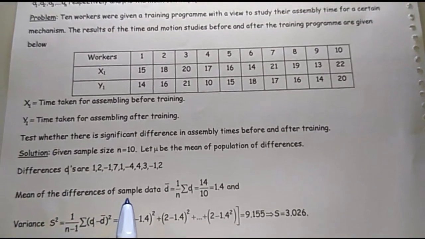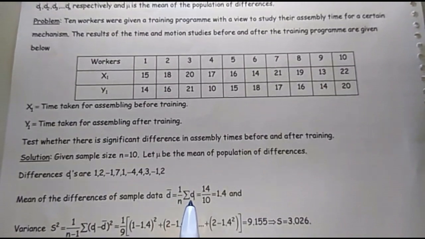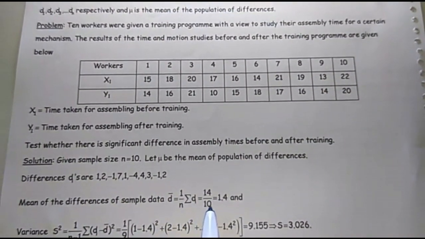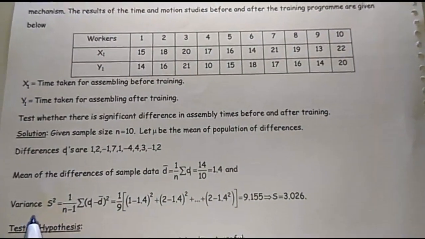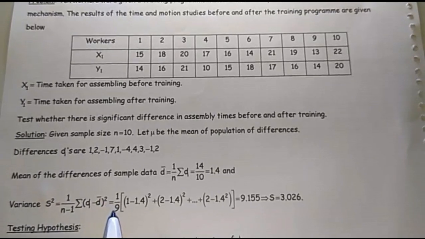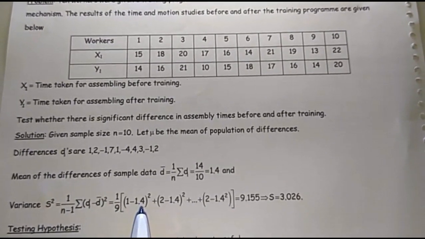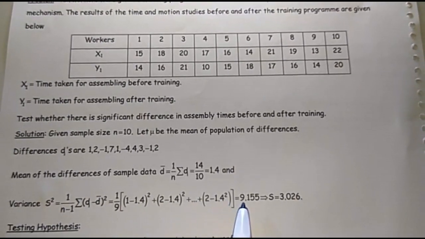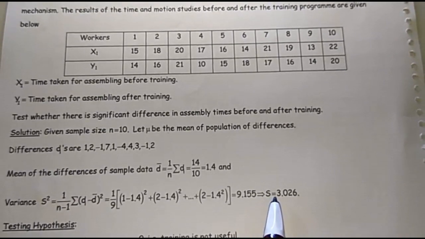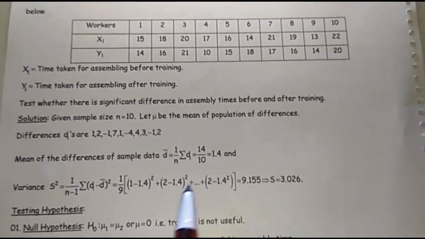Mean of the differences is d bar equals 1 by n into summation di. The sum of all these values is 14, divided by count n which is 10, that gives 1.4. Variance s square equals 1 by n minus 1 into summation (di minus d bar) whole square, that equals 1 by 9 into, now evaluating the squares of the differences, that gives 9.155, implies standard deviation s equals square root of the variance, that gives 3.026.